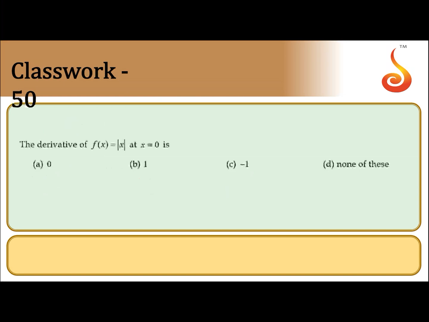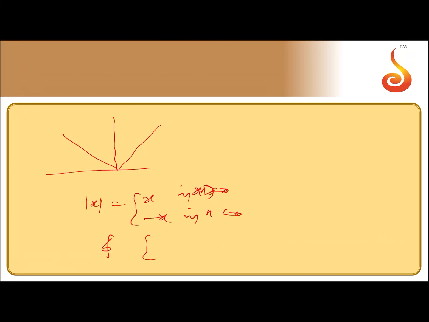The derivative of modulus x. Mod x is a function, and the graph of the function looks like this at x equals 0. Therefore, f of x equals modulus x is equal to plus x if x is greater than 0, and minus x if x is less than 0. The derivative of this will be 1 and minus 1.